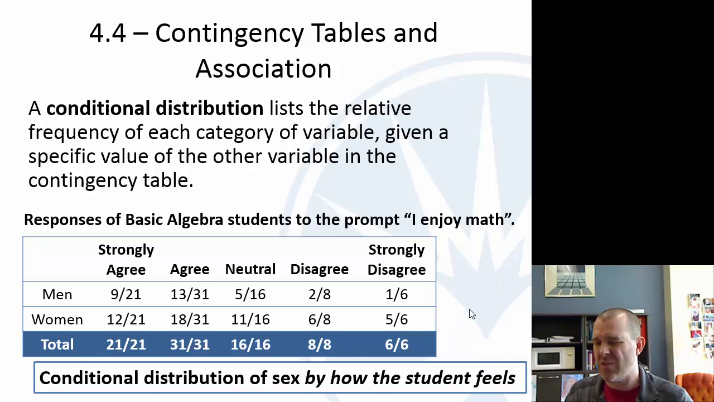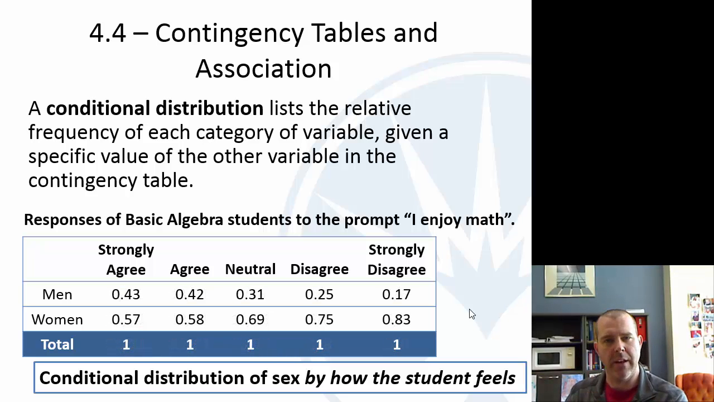Okay, the next one is a conditional distribution, and this is the one that I always have to think really carefully about. This is where you're just looking in a row, how are they distributed in a row or in a column. So here what we're doing is we're looking at the conditional distribution of sex by how the student feels. If we look under strongly agree, how are the sexes distributed? Well, 9 out of 21 are men, 12 out of 21 are women. And so the total is by how the student feels.